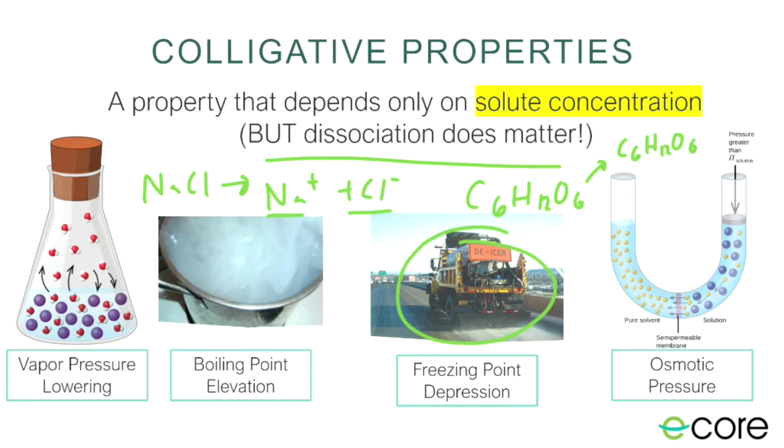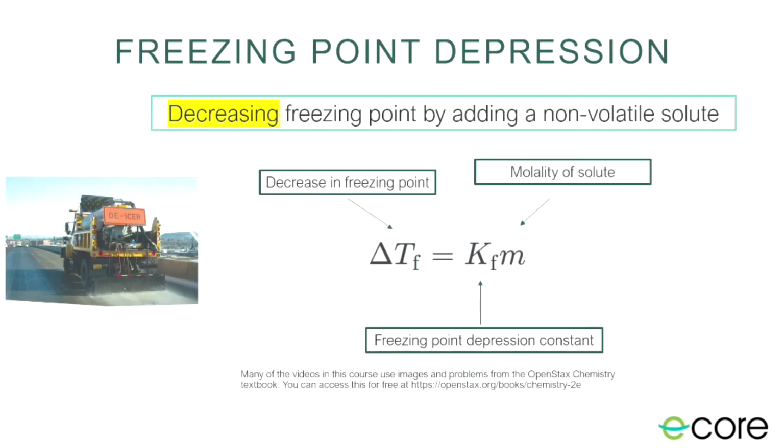Okay, what is freezing point depression? As we've already suggested, freezing point depression is a decrease in freezing point by adding a non-volatile solute. So when my truck spreads salt on the roads, it dissolves in water, it dissociates in the water, and then it lowers the freezing point. That means it has to get even colder before the water on the roads will freeze, and it makes it more likely that instead of having ice, we'll have liquid water, which is of course safer to drive on.